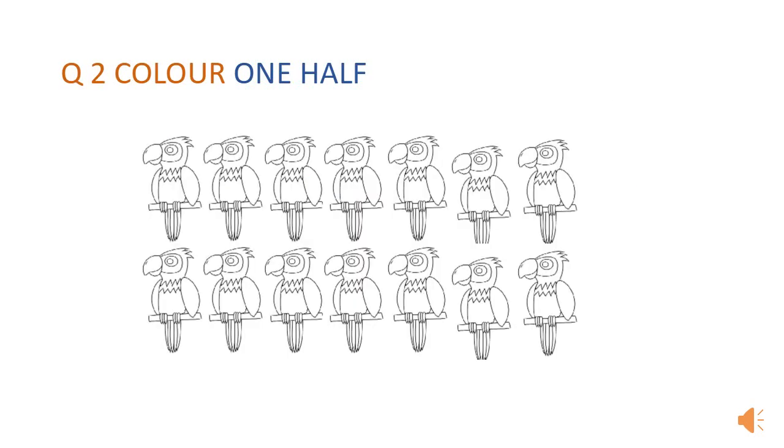Okay. Now see the next question. You have to color one half. And what is the picture given here? You can see the parrots are given. Now count how many parrots are there. In one row you can see 7 parrots are given, right? And in the other row also 7 parrots are given. So 7 twos are 14 parrots altogether.